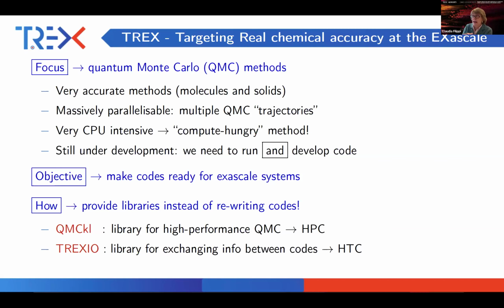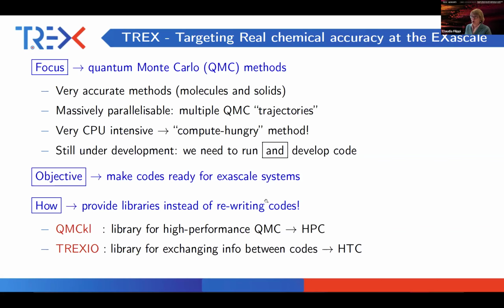It is very CPU intensive, so these are very compute-hungry methods. And the point is we are also still under development. That is the reason why we have TREX: we want to run our codes, but we also need to develop them in terms of algorithms and in terms of being able to exploit, for instance, hybrid architectures. So indeed, the objective of our Center of Excellence was to make the codes ready for exascale.